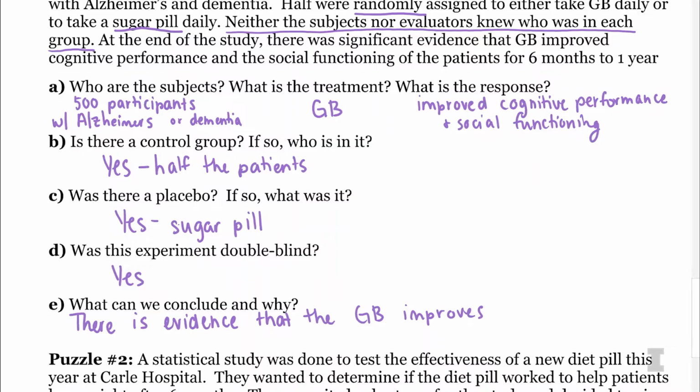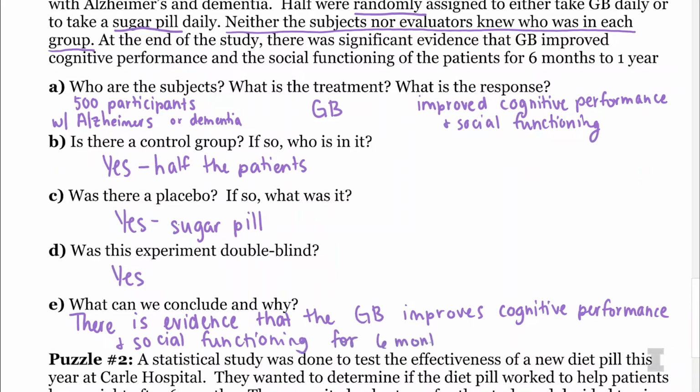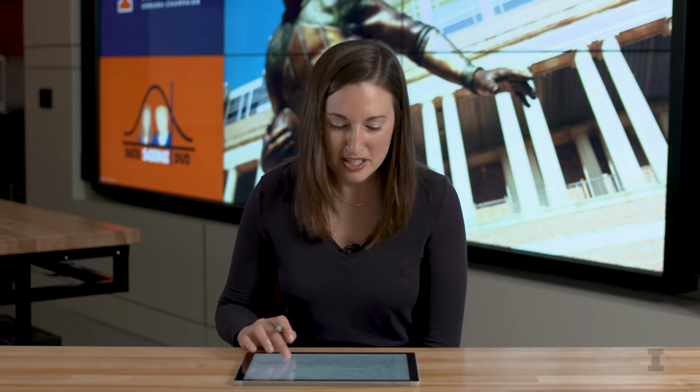So there's evidence that the GB improves cognitive performance and social functioning of the patients for 6 months to 1 year. These questions were kind of a good idea to get you used to reading a study, picking out the important parts, and then even more importantly, figuring out, okay, what does this mean to me? So let's do one more puzzle. This is puzzle number 2.